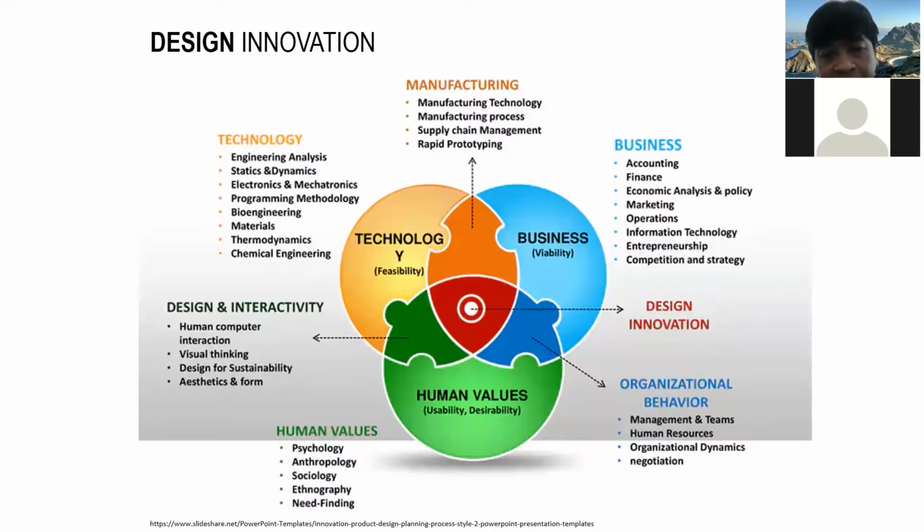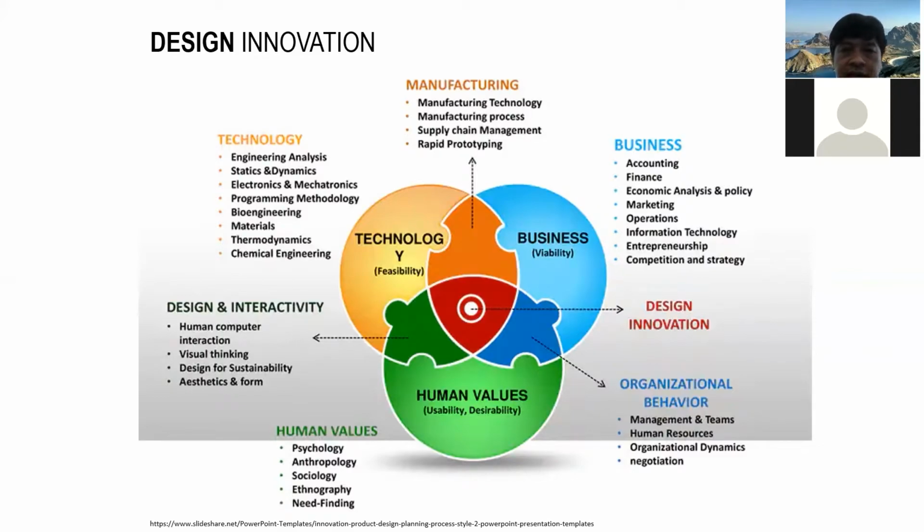In this context we can see the relationship, for example, of human value, which includes sociology, anthropology and ethnography, making an intersection with technology. Technology here is for the feasibility of our product design, and human value is related to the usability and desirability of the product design. The intersection between technology and human value is design and interactivity.